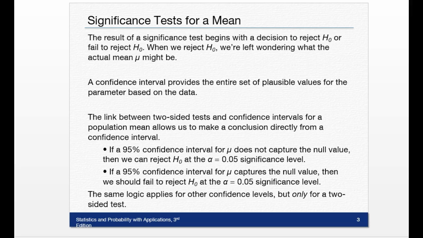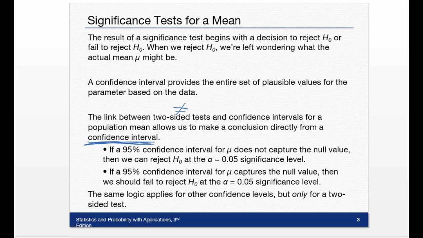So the link between tests and a two-sided test, remember that's when it's a not equals to or a different from, a two-sided test, and a confidence interval for a population mean allows us to make a conclusion directly from a confidence interval. So what does that mean? That means you can look at the confidence interval and know if you should reject or fail to reject automatically.